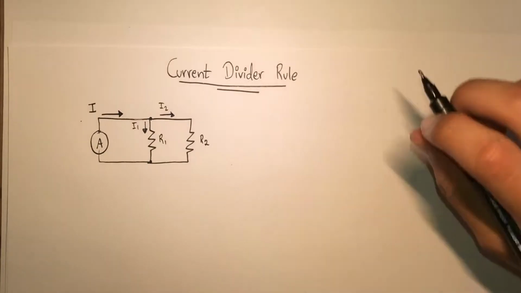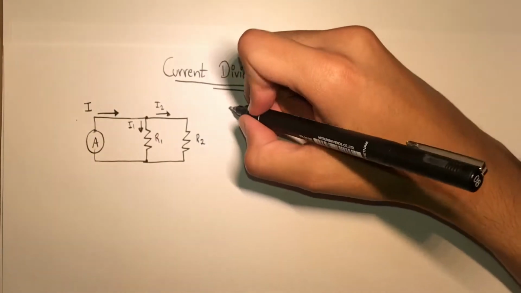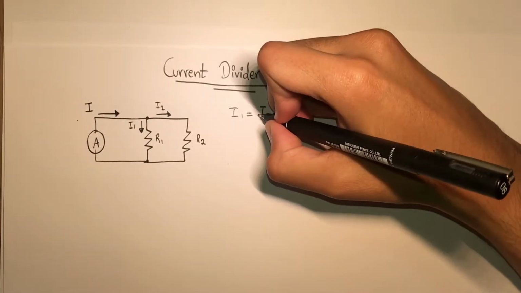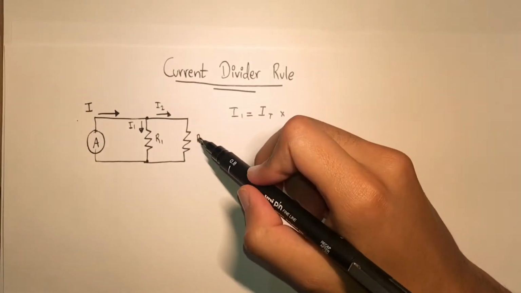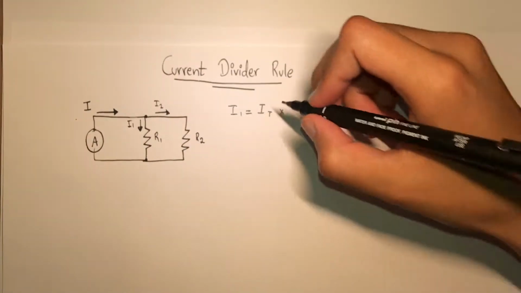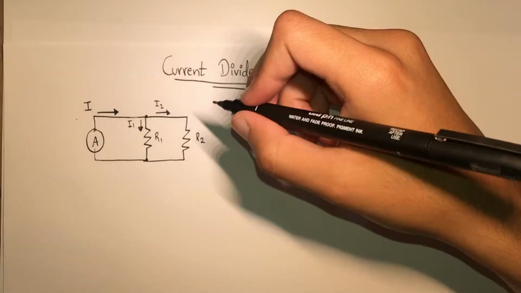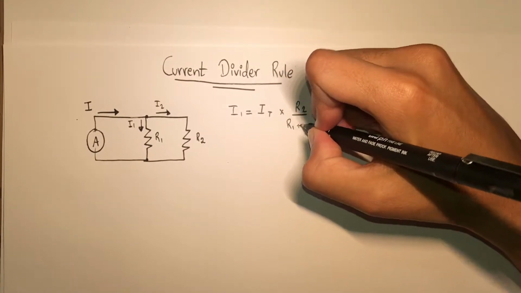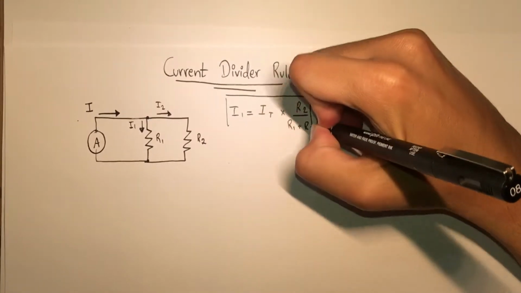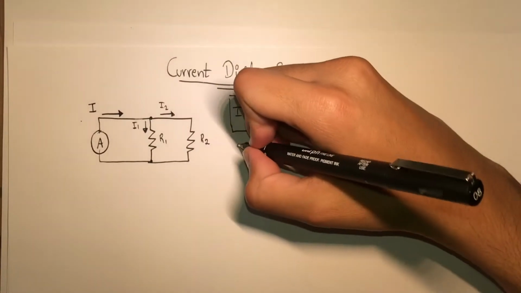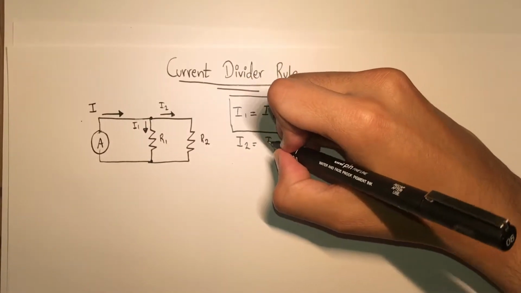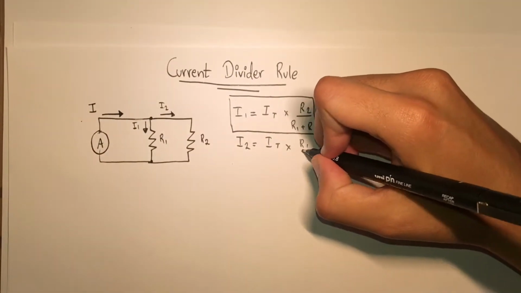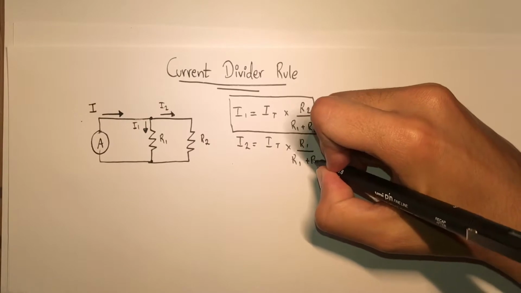So this is actually really simple. To find I1, it would equal the total current IT times the resistance of the opposite resistor that is in parallel, R2. For R1, we're going to take the value of R2 as a numerator, R2 over the sum of R1 plus R2. So this would be I1. Now I2 is the same, except IT times, we take the value of R1 as a numerator, R1 over the sum of R1 plus R2.